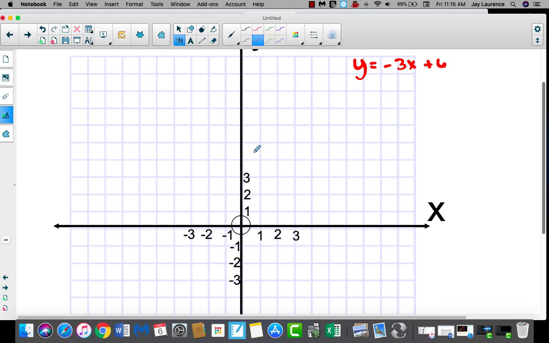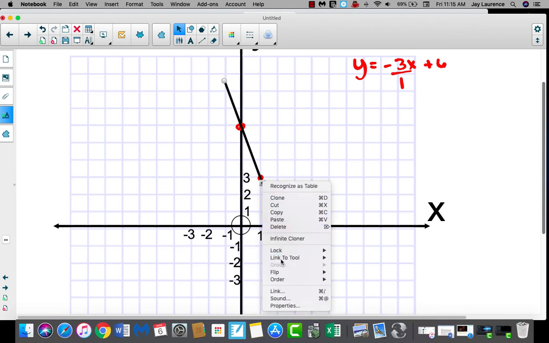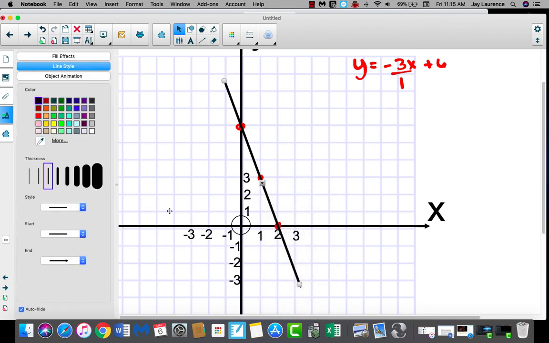My y-intercept is 6. 4, 5, 6 would be here. My slope is -3 or -3/1, so I'll go down 1, 2, 3, and then right 1. And down 1, 2, 3, over right 1. Okay? And then we will draw our line, and of course I want it to go forever in both directions, like that. Okay, so hopefully the one you did looks just like that.